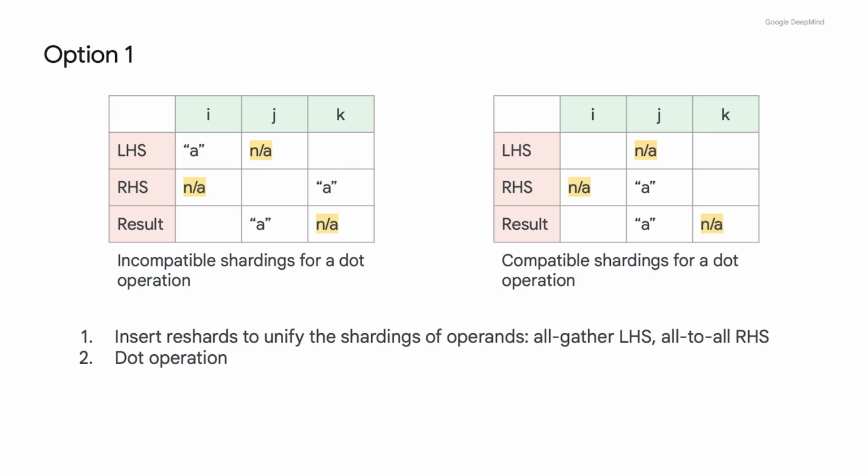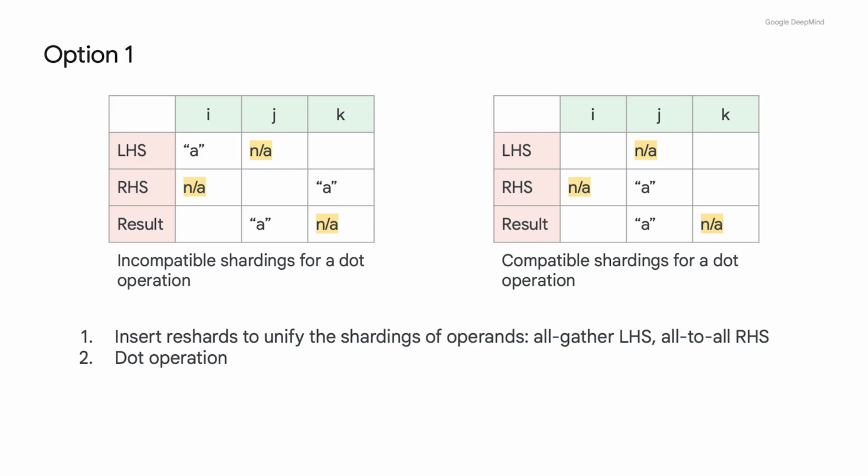To achieve that, we usually have 3 steps. The first one is to reshard the corresponding operands. In this example, we need to reshard the LHS, since we remove the sharding axis A from the factor I, which corresponds to an all-gather. We reshard the LHS by an all-gather. We reshard the RHS by an all-to-all. That's the first step, reshard the operands.